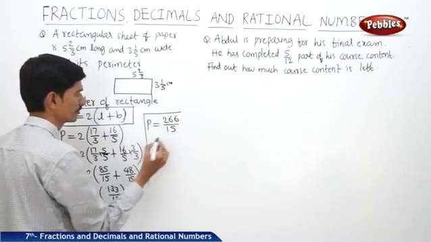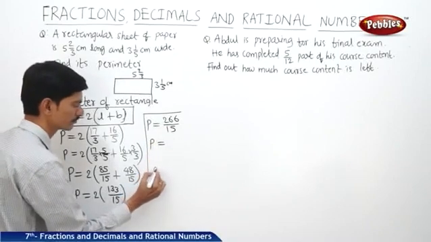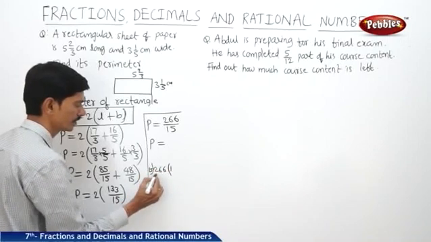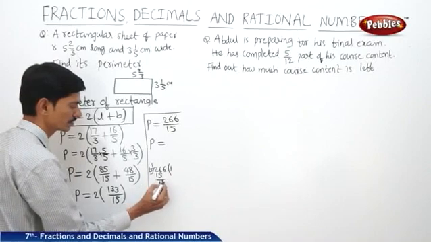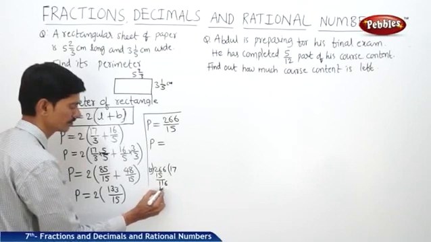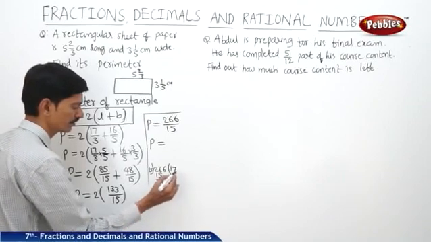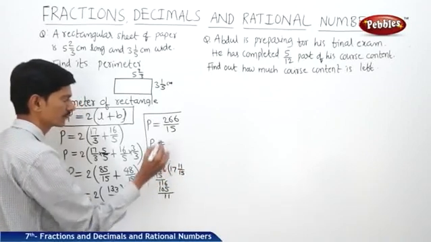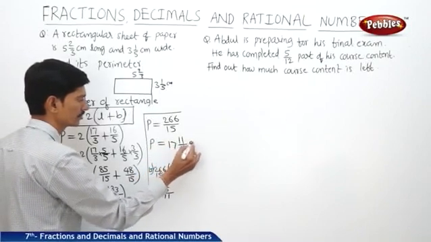And this P equals, so if you divide 266 by 15: 15 ones are 15, 26 minus 15 is 11, then bring down 6, 116. 15 sevens are 105, and 116 minus 105 is 11, so this can be written as 17 11 by 15. So then the perimeter is 17 11 by 15 centimeters.